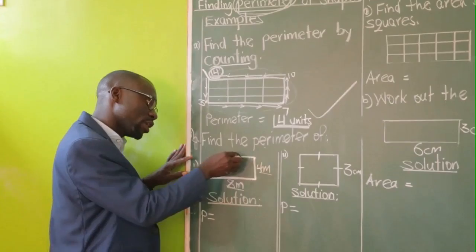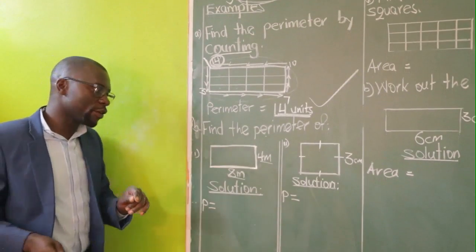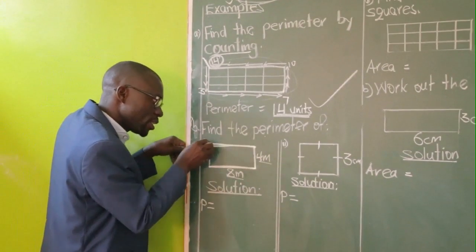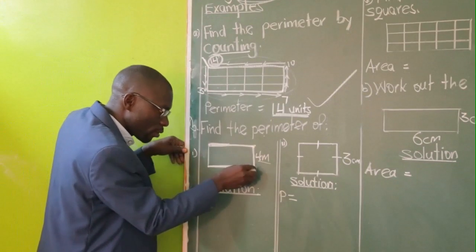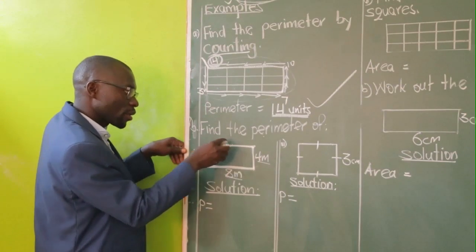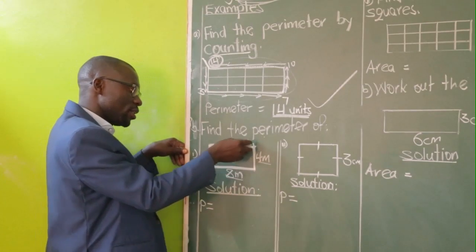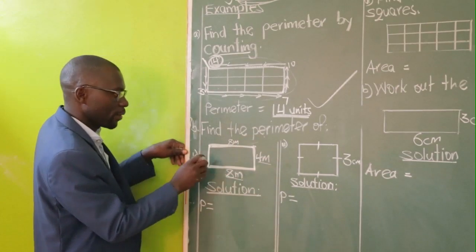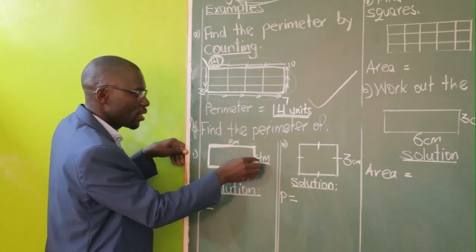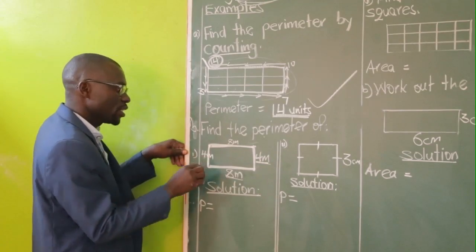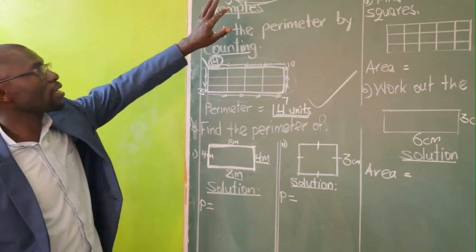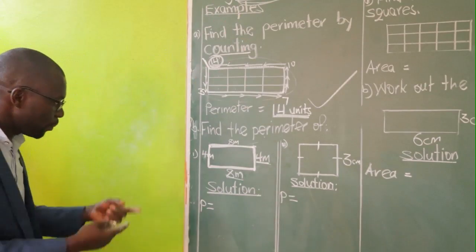Now we have to get this one here. But according to the properties of a rectangle, this side is exactly equal to this one. So if this is 8, also this is 8 meters. And this side is equal to this one here. If this is 4 meters, also this is 4 meters. Remember, perimeter is the distance around a polygon.